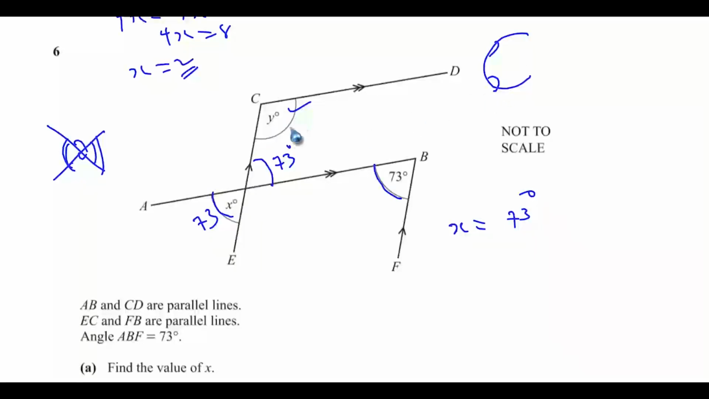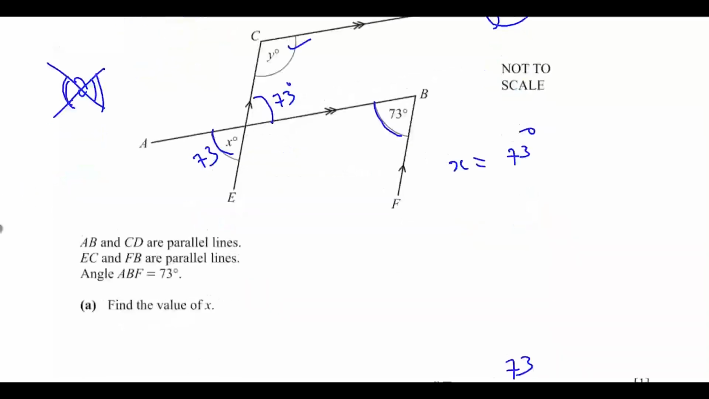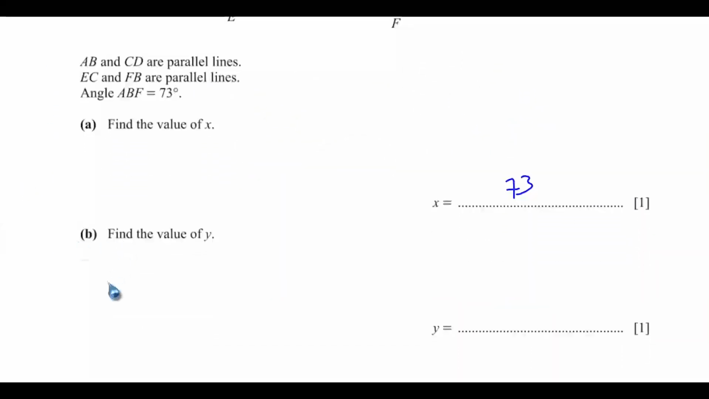Okay, so look at this one here, y, and look at this one, 73. So they are co-interior angles. So I can say y add 73 is equal to 180 degrees, because co-interior angles add up to 180 degrees. So therefore y equals 180 minus 73, then you get 107 degrees.